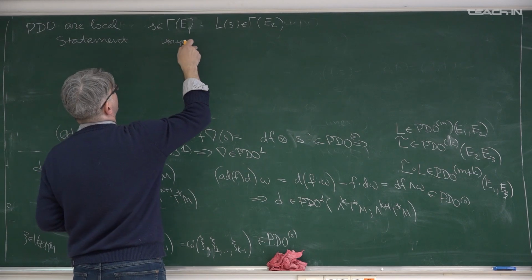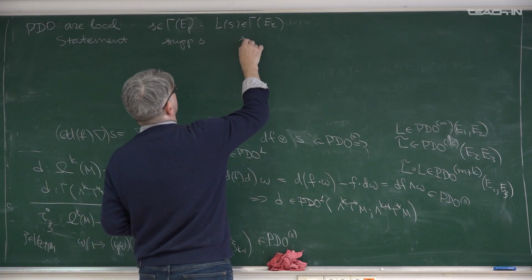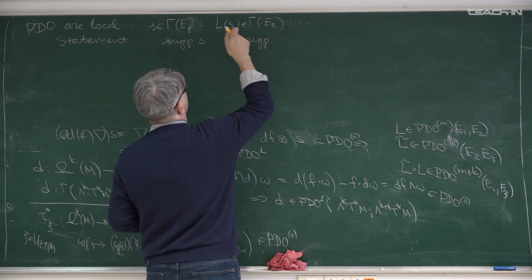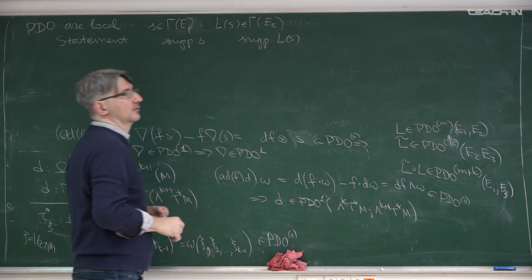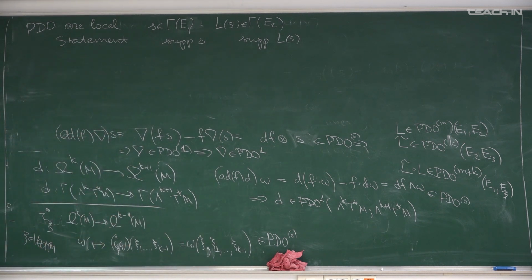The support is the closure of the points where the section S is non-zero, and here is the closure of the points where L of S is not 0. Which support is greater? Or maybe they have no relation to one another. Make a guess. Looks like the first one should be bigger. For what reason? Well, if you take, say, the partial derivative of a function which is already 0 in a neighborhood, then you get 0. Yes.